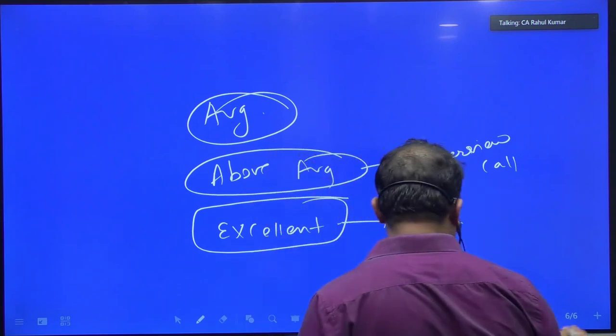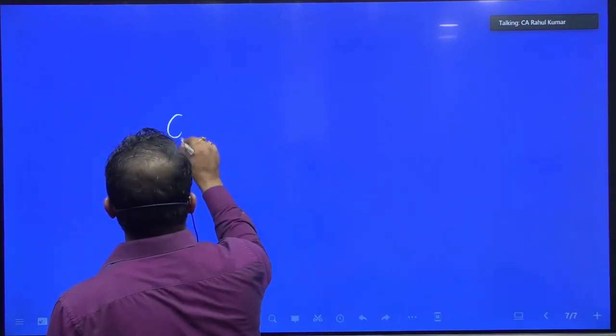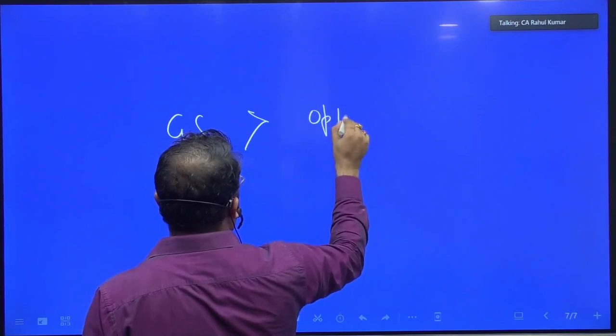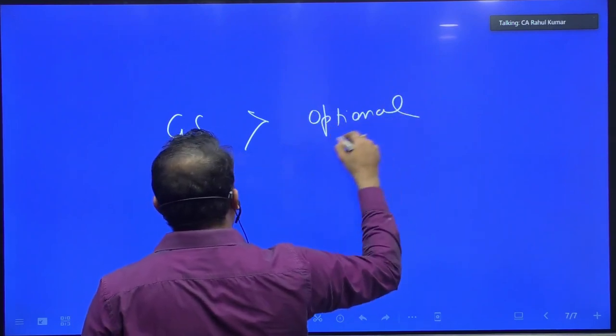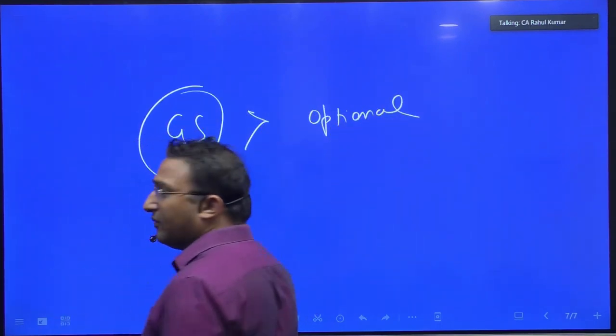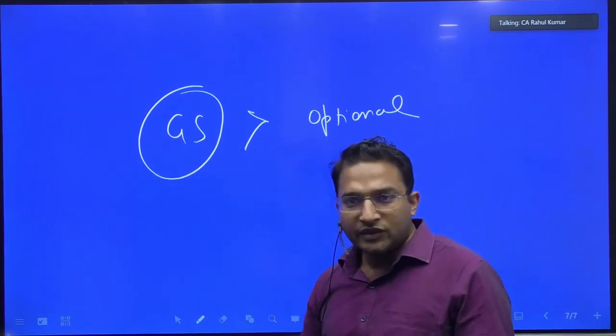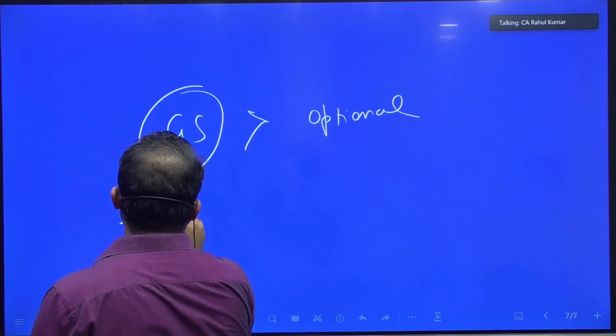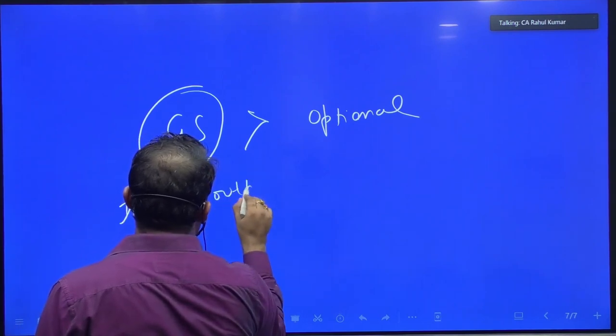The mistake that we do is that we keep focusing upon GS rather than optional. Definitely, proportionately, the component of GS has more weightage, but the input-to-output ratio in GS is comparatively less.